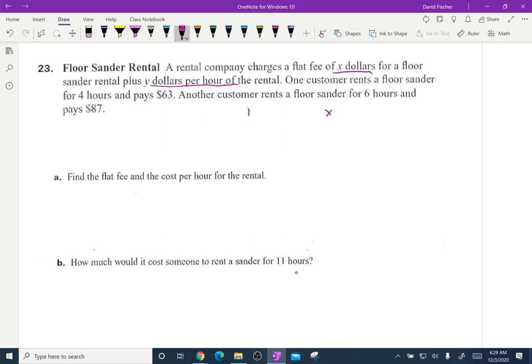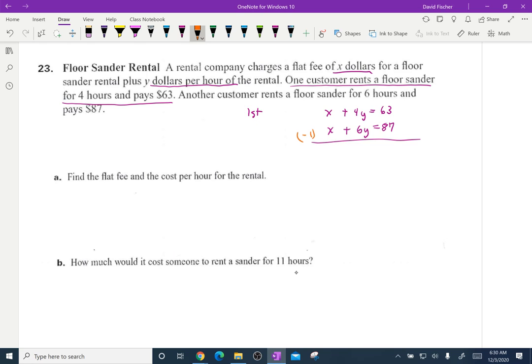So let's go with the first guy. One customer rents the floor sander for 4 hours. So they're going to pay Y dollars per hour. So that's going to be plus 4 times Y equals $63. Another customer rents the floor sander for 6 hours. I don't know what the flat fee is, but I know it's the same for 6 hours and pays $87. Okay, so now if I multiply one of these by a negative 1, then everything would cancel out.